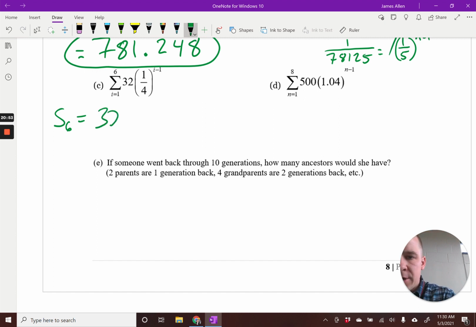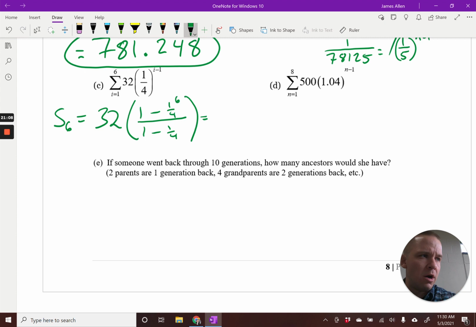We'd have 32, that's my first term, right? And then 1 minus my common ratio of 1/4 raised to the 6th, over 1 minus 1/4. Cool. And that's it. If I plug that in, I get 1365 over 32, or approximately 42.656.